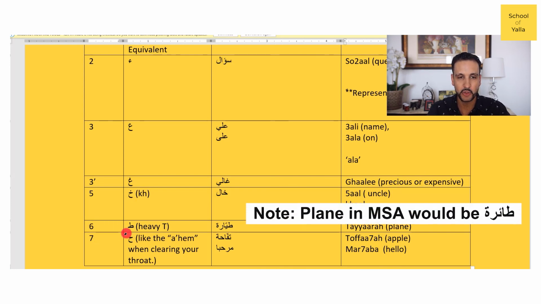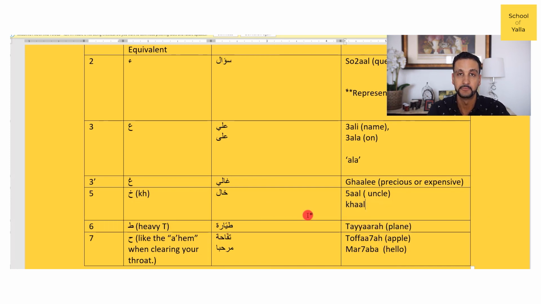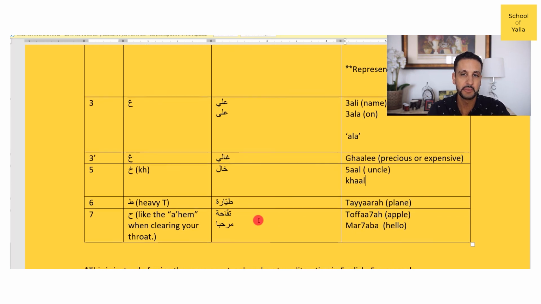The 6 kind of looks like a ta. The ta is a heavy T sound. So ta like tayyara, which means plane, tayyara. Okay, so these are some of the basic ones, guys.